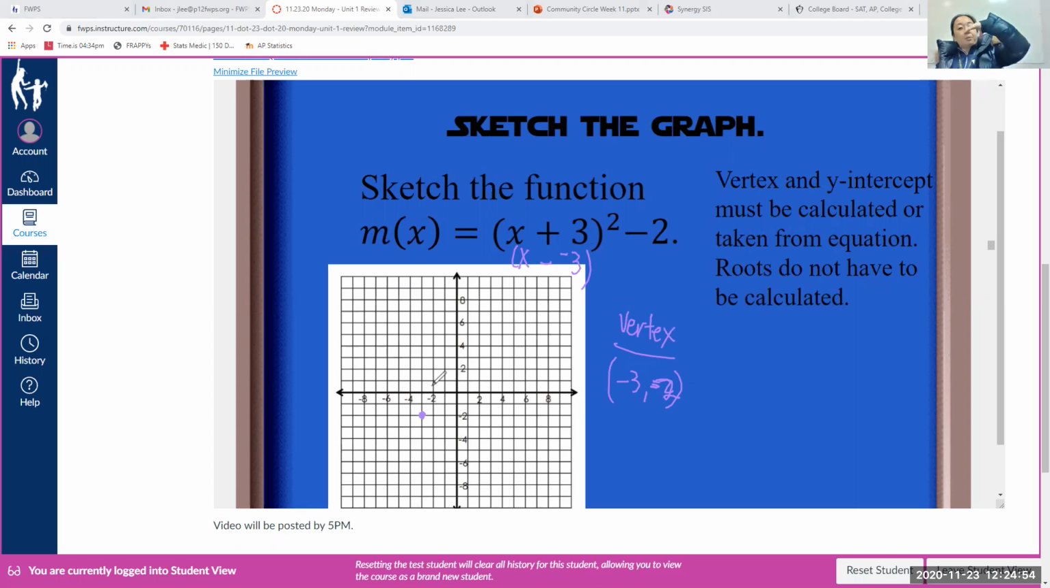So does it open up or open down? Well, the A right here is positive, right? So we know it opens up. So it's going to go up like this. Well, where's the y-intercept?